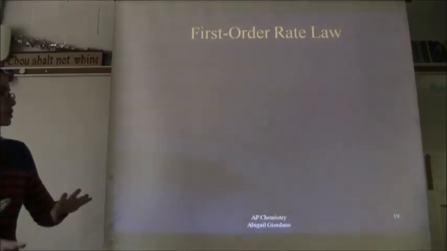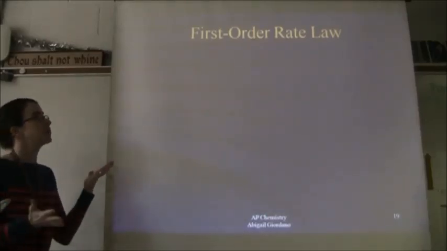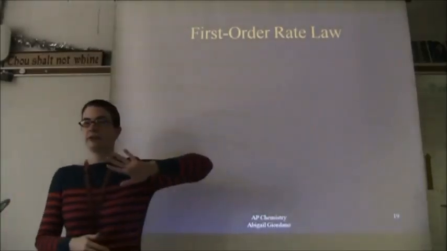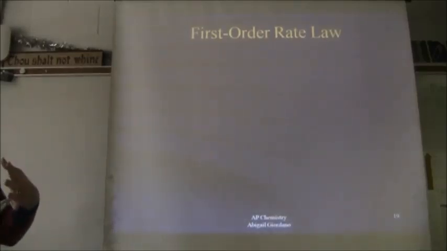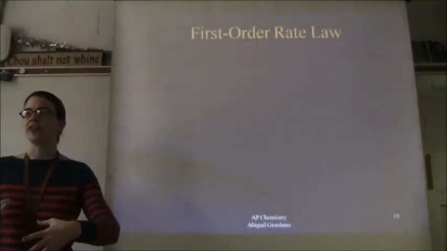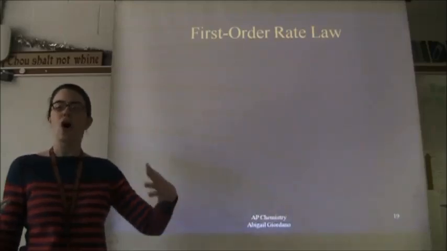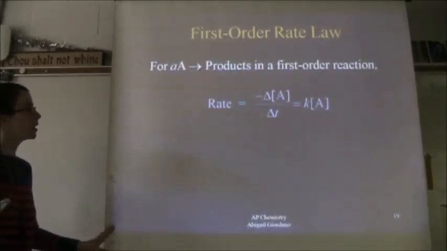Let's just make sure we are clear, because I think I made you write this down in your notes, and maybe you did, maybe you didn't. When you see the word order, where should your brain go? The exponent. So if I say that a certain set of data is first order data, or this reaction runs under first order kinetics, all I'm really saying is that the rate law has an exponent of 1. That's really all I am saying.